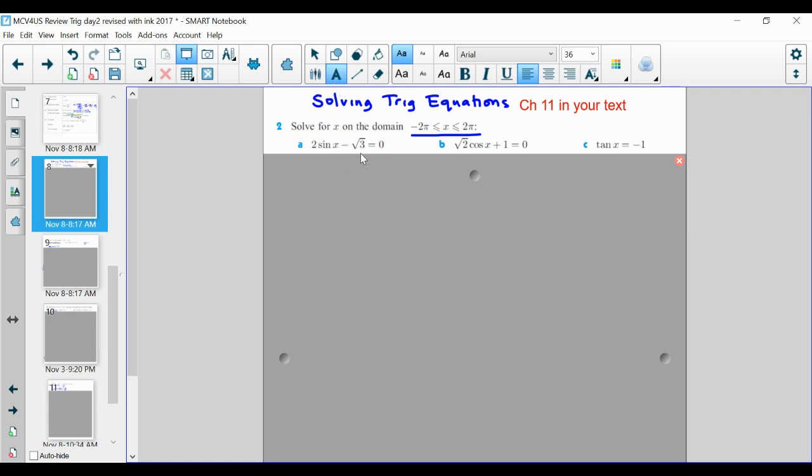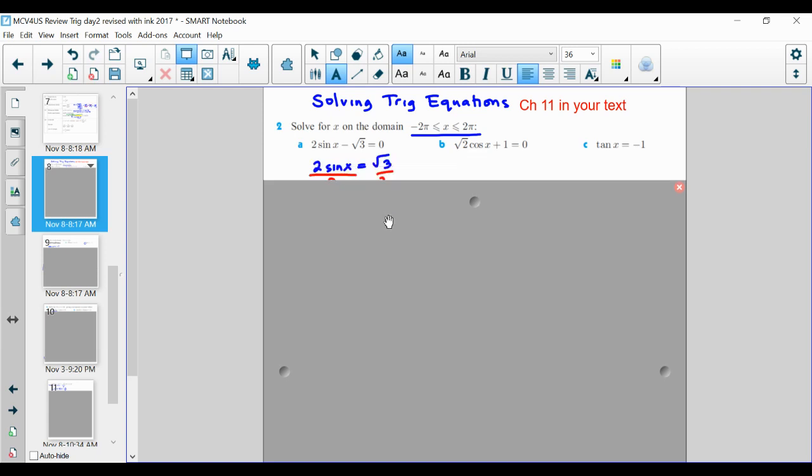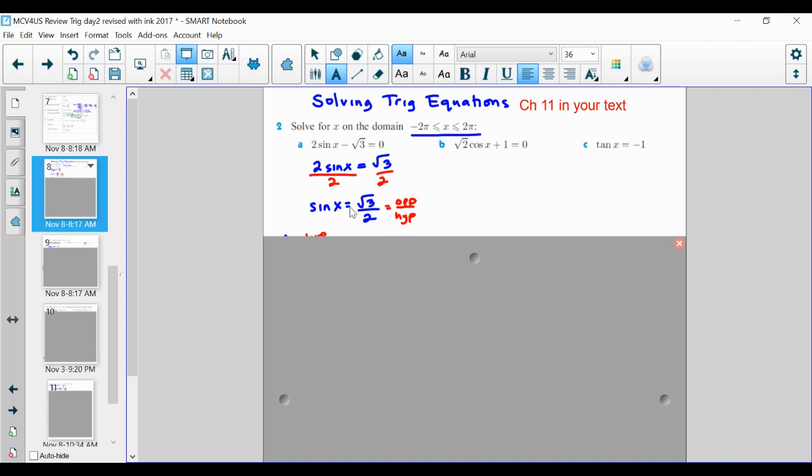So first, solving a trig equation, we get something like this. And we need to pay attention to the domain. They're asking us to find solutions between negative 2 pi and 2 pi, which is a lot of solutions to find, so we have to keep that in mind. Okay, first thing to do to solve this equation is to try and get x by itself. So I'm going to bring this root 3 over to the other side and divide by 2. Now I know sine x is root 3 over 2.